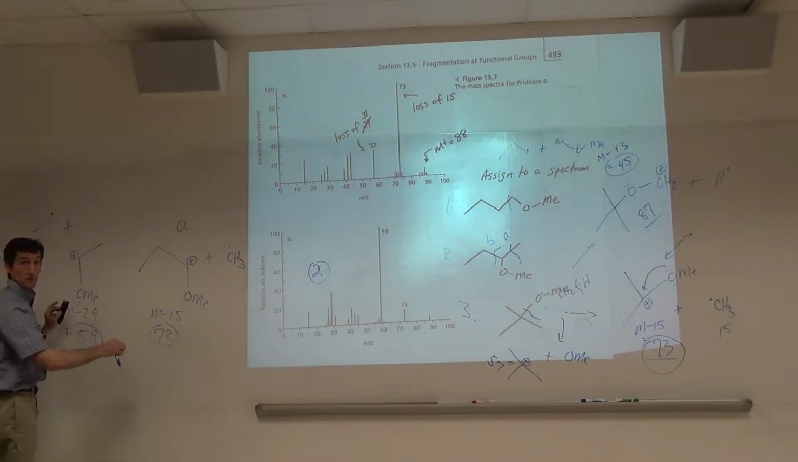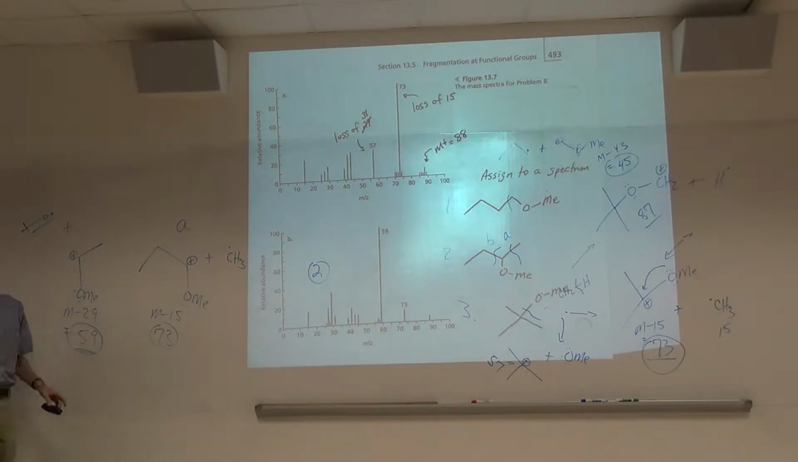It has to do with the radical. This radical is more stable than that one because this radical has a donating group. Remember, radicals are like cations. Donation stabilizes them. Even though that doesn't show up in the mass spectrum, it still shows up in terms of its energetics and how it drives the reaction.